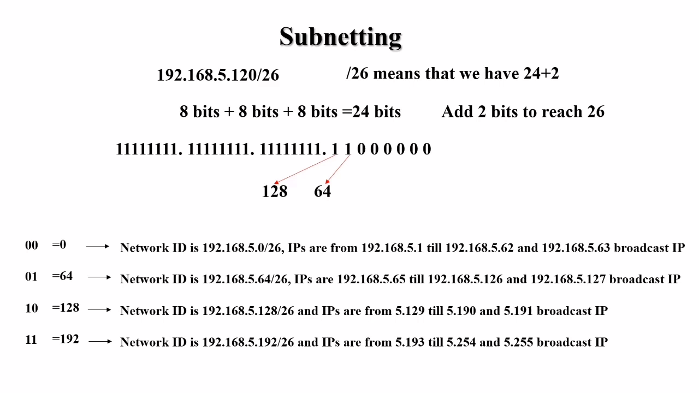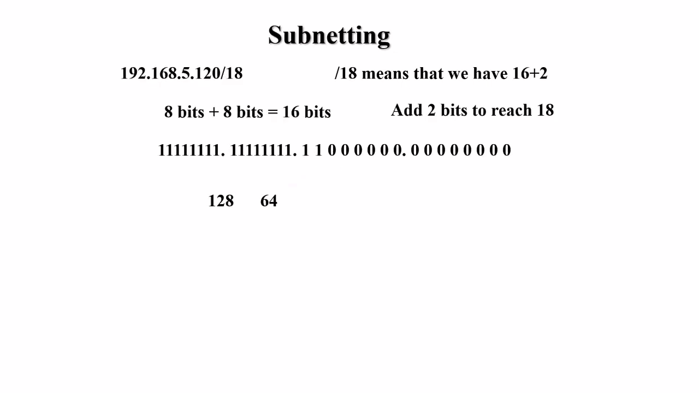We will continue to a third example, but of the same IP address, but this time we will go over 18, which means taking only the first two parts to be full, and the third part will have only two digits, which are the 128 and 64. As we said before, two digits means 00, 01, 10, and 11, which means 0, 64, 128, and 192.